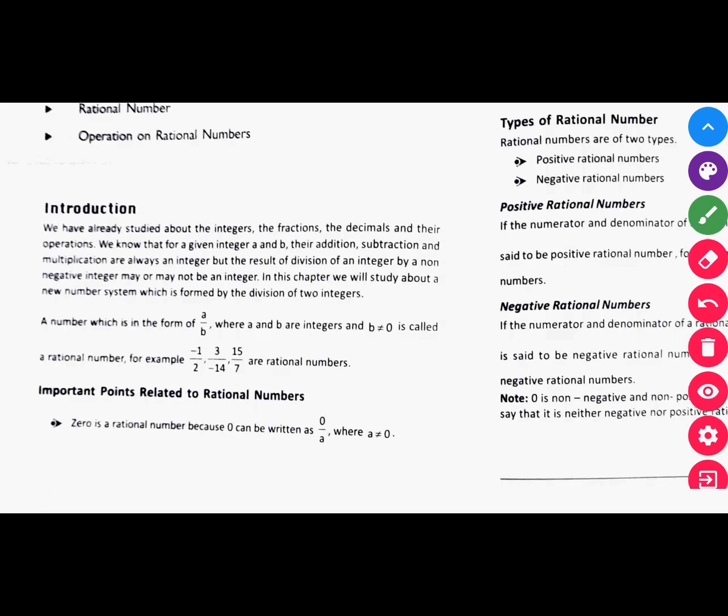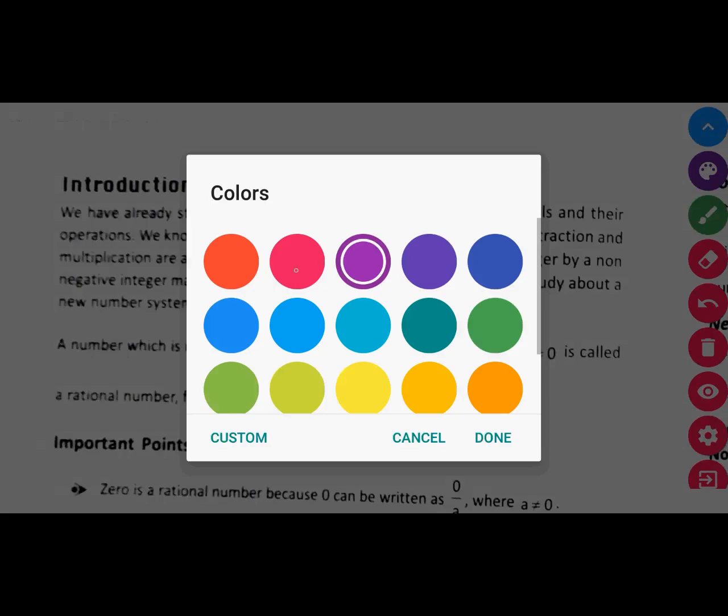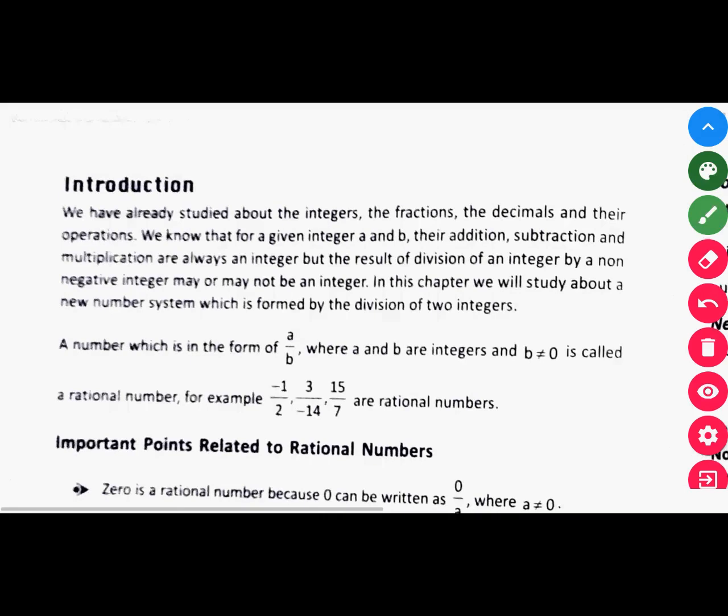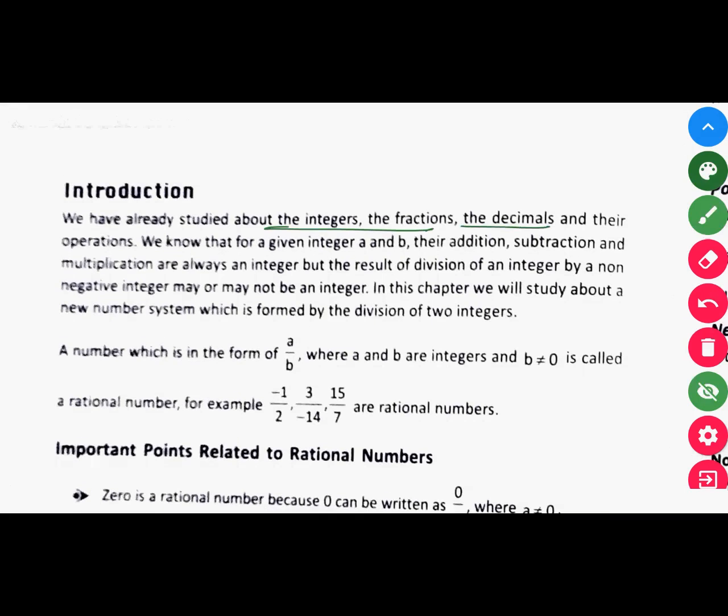That was only given in the introduction section, that we already know about the integers, the fractions, decimals and their operations. We know that for given integers a and b, their addition, subtraction, multiplication are always an integer, but the result of the division of an integer by a non-zero integer may or may not be an integer. Okay, it can be a decimal also. So we know about their operations, their addition, their subtraction in the last topic about the integers.